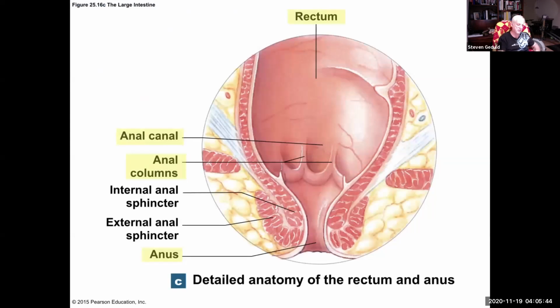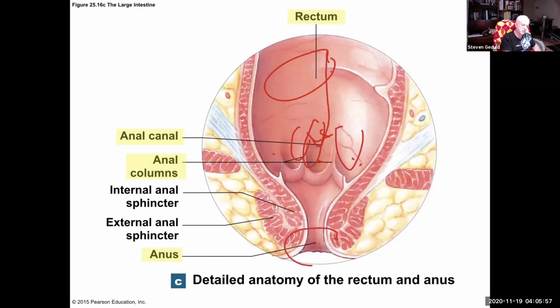So there's the rectum part up in here. These are your anal canals. That's the anal canal, there's anal columns, I'm sorry. So this is the canal where it comes from the rectum. Then you have your anal columns and opening into the anus. And you can see the muscles here.